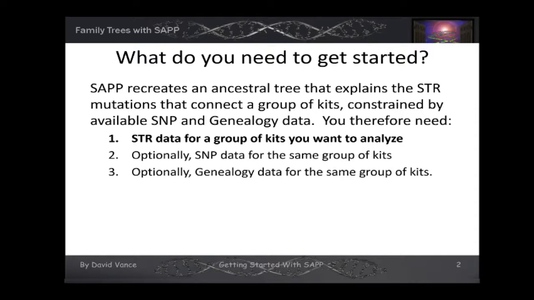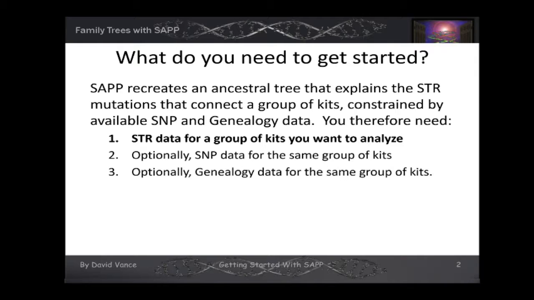So you therefore need, first of all, the STR data for a group of kits that you want to analyze. It can't be just one, and honestly, with 2 kits, the branching is not that complicated. So SAPP requires at least 3 kits, and it requires STR data of some kind. It can be of any length.